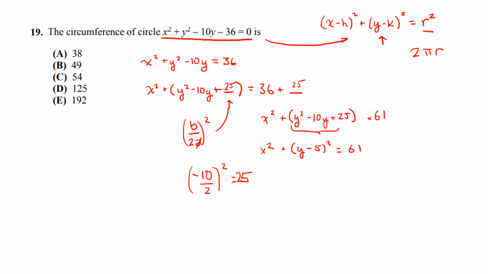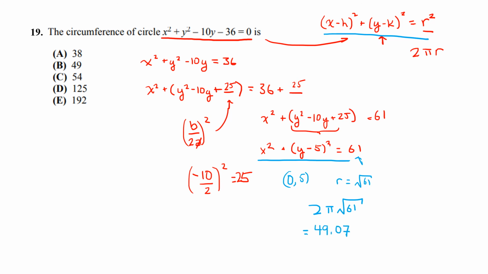So clearly we have a circle here. We converted it into center form, whose center is at (0, 5) and whose radius squared is 61, so its radius is radical 61. Now that we have a radius, we can just do 2 pi r. Doing this, we get 49.07, and that's closest to answer choice B.